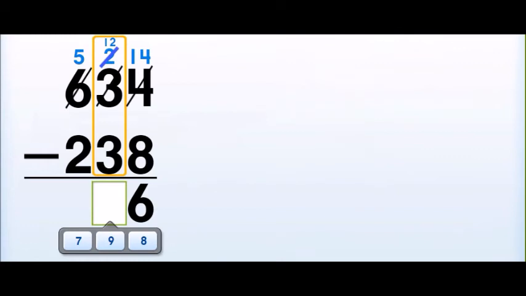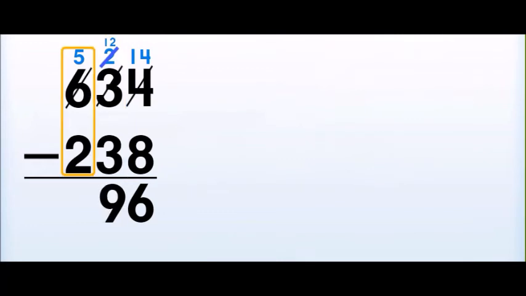Now you can subtract the tens. What are 12 tens minus 3 tens? It's equal to 9 tens. The only thing left to do is to subtract the hundreds. What are 5 hundreds minus 2 hundreds? It's 3 hundreds. 634 minus 238 equals 396.